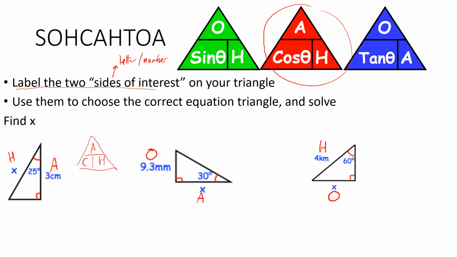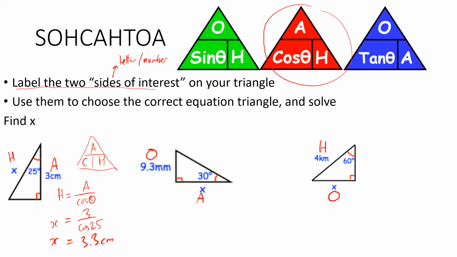From that point, it's obviously just a case of doing the same calculations we did on the previous page. We're trying to find the hypotenuse, and according to our triangle, that means we need to do the adjacent over cos theta. So let's do that. We need to do 3 over cos 25. That should give us that x is 3.3 centimeters. Great.